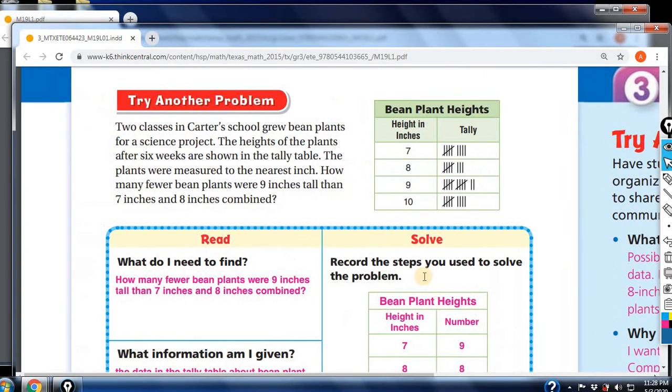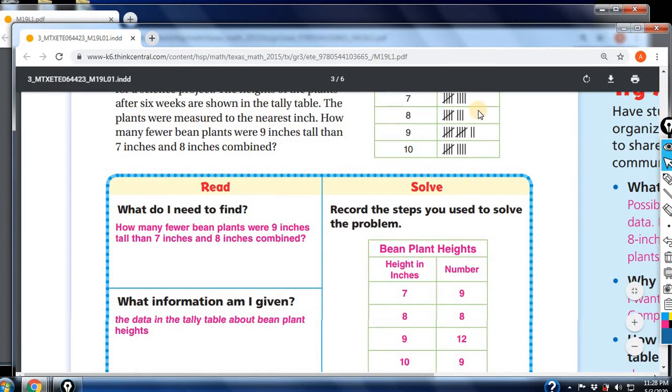So we're taking a look and we're just getting the tally marks and converting those into your numbers. So 7 is here. 7 bean plants that were 7 inches. There was 9 of them. 8 inches was what? 5, 6, 7, 8. Okay, check your numbers. 9 inches was 5, 10, 11, 12. 10 inches was 5, 6, 7, 8, 9.